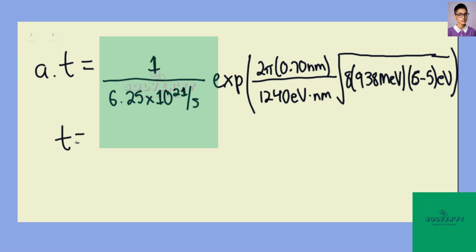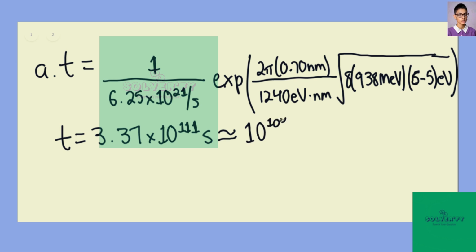We know that the waiting time would be 3.37 times 10 to the 111th seconds. This is approximately equal to 10 to the 104th years, which is much greater than the age of the universe. So an extremely long time.